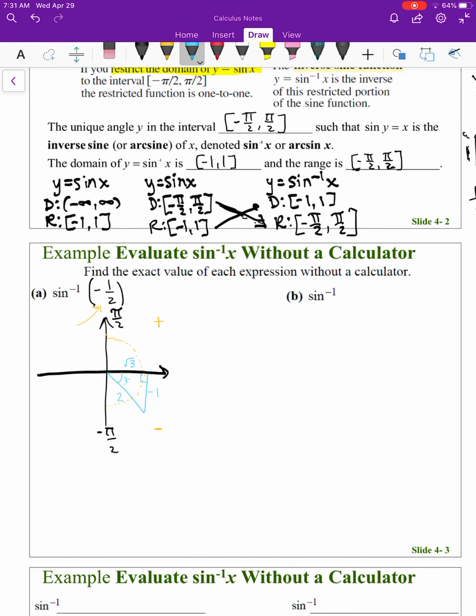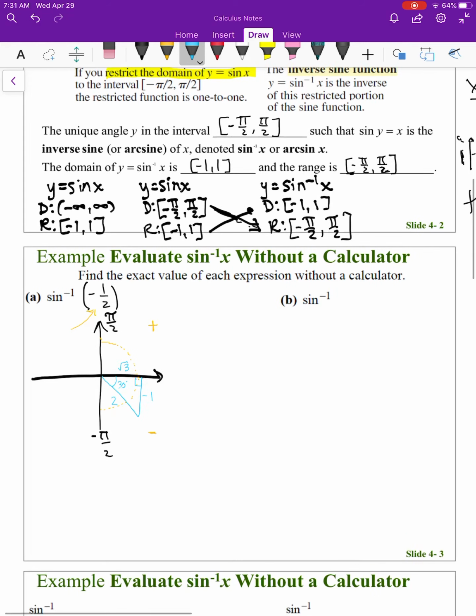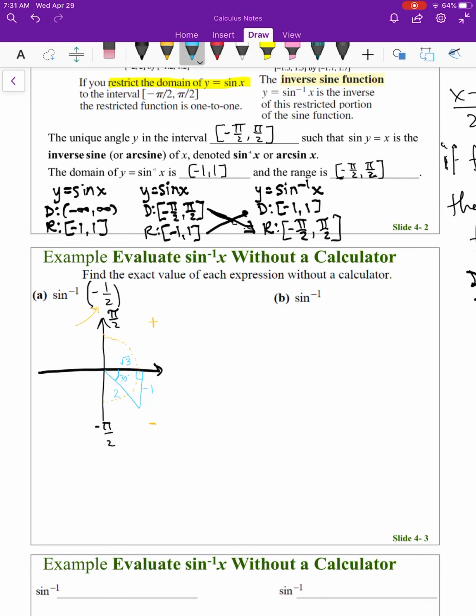And then I think, oh, well, this is my 30, 60, 90, with this angle right here being 30 degrees. But it's actually coming from the positive x-axis down in the clockwise direction, and we know that 30 degrees is the same thing as pi/6, and clockwise is -pi/6. So the answer to that part A would be -pi/6.